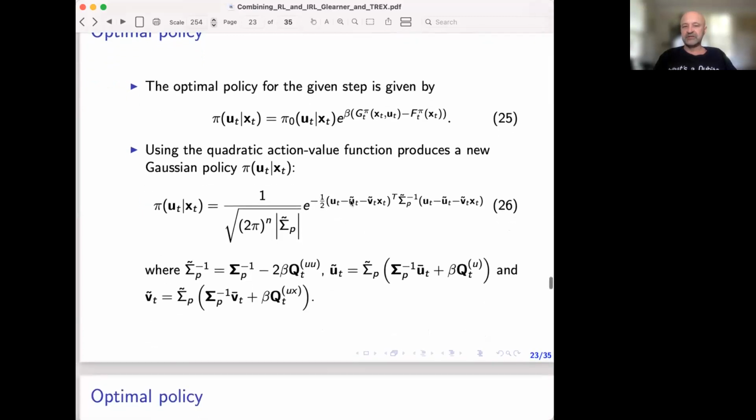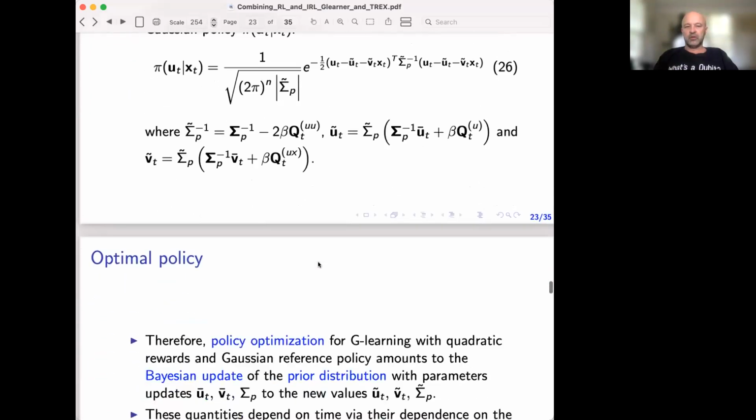Now you can see that it has the same form as the prior policy. The mean of this policy, which is shown here, is a linear function of state x. However, the parameters of this mean, which I now call u tilde and v tilde, are now different relative to their prior values, and they're given by this. So basically what it means is that by solving the G-learning equation, policy optimization amounts to Bayesian updates of its parameters, of its mean, and also of its covariance matrix, which is shown. All right.